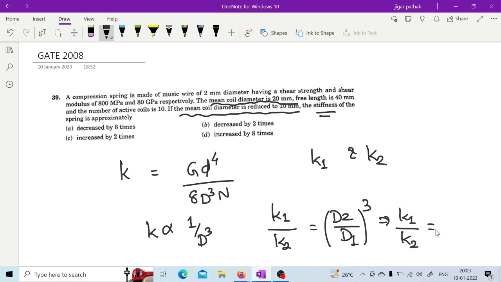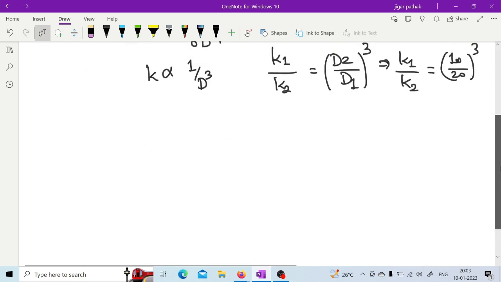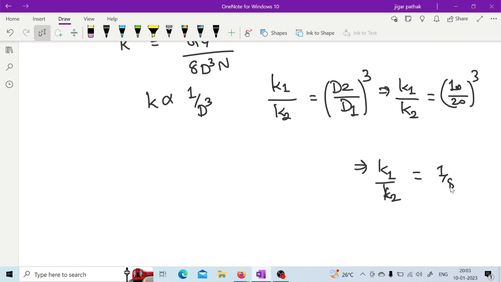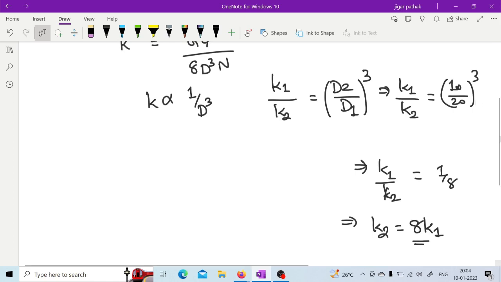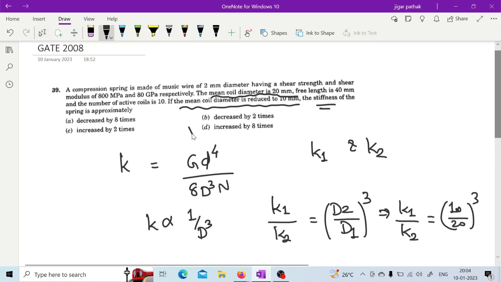It will increase because K1 by K2 is equal to 10 by 20 cube. So once you simplify this, then what you will get: K1 by K2 is equal to 1 by 8, means K2 is 8 times K1. So it has increased by 8 times. Yes or no? Correct? So here this one is your answer. So everyone is getting this? Okay.